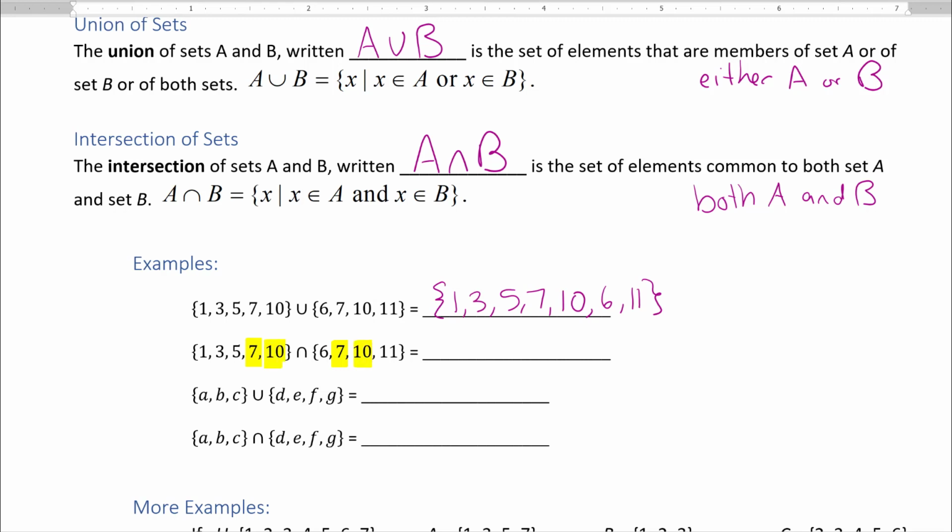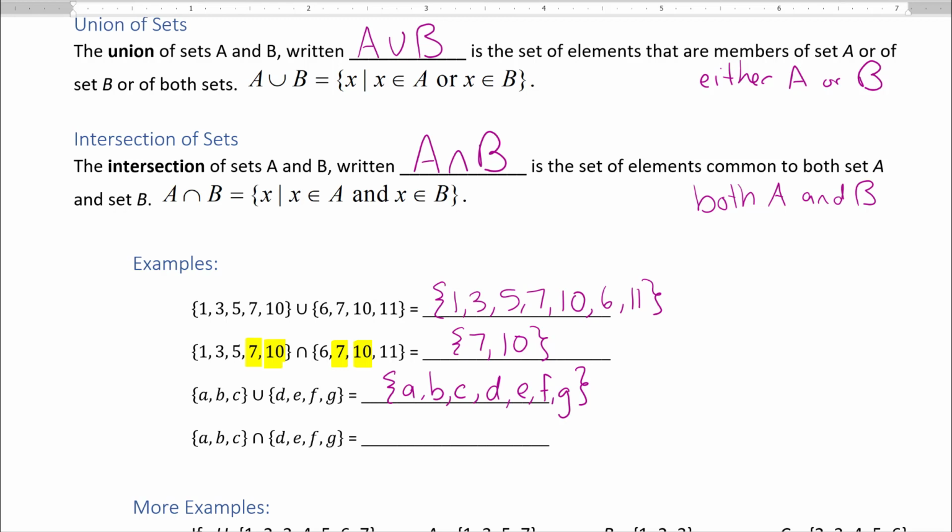So in this case, the intersection, which is more inclusive, is just 7 and 10. Next one, the set of A, B, C union the set of D, E, F, and G. So in that case, I'm taking every element that's in the first set. Union means including either. As long as it's in either one of the sets, it belongs in my answer set. Every single thing. Now there's nothing that overlapped at all, and so I just get to write the whole list out.